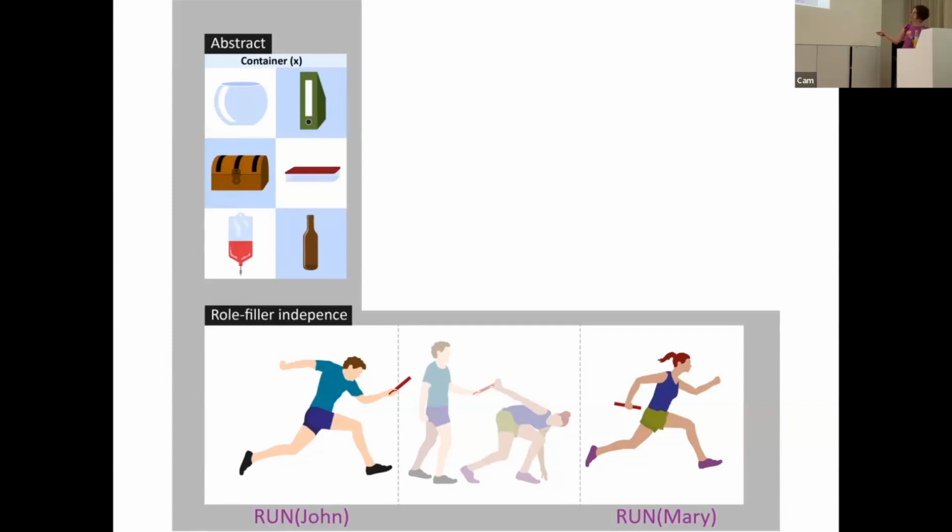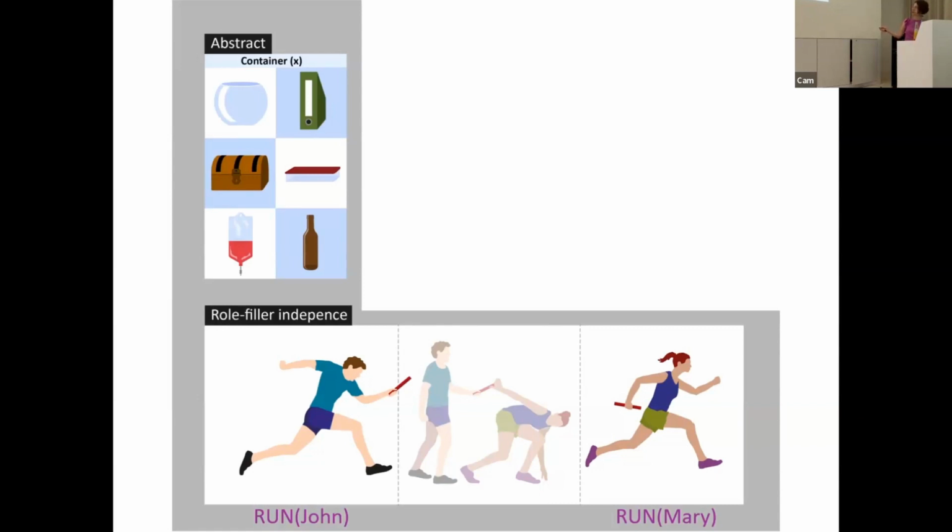So in this example here, you have a relay. In this case, John is running first, and he gives the baton to Mary, and then Mary starts running. So you can think of a predicate run being first bound by the argument John, by the filler John.